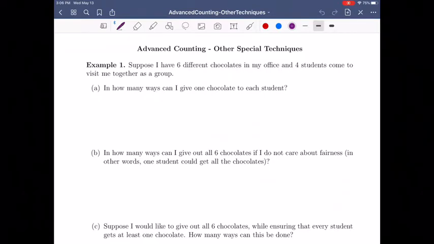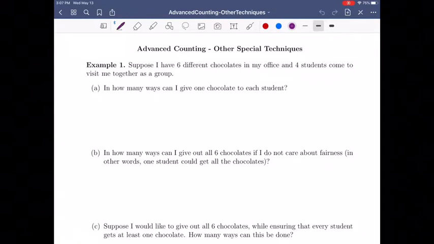So, suppose I have 6 different chocolates in my office and 4 students that come to visit me as a group. So first of all, I want to know in how many ways can I give 1 chocolate to each student. Okay, so the chocolates are different. The students are also different because they're people. So I want to give 1 chocolate to each student. So think about how to break down this problem.